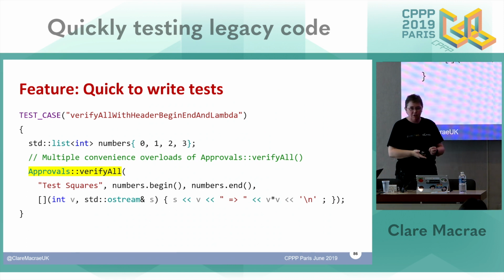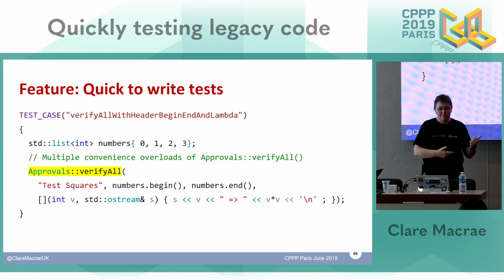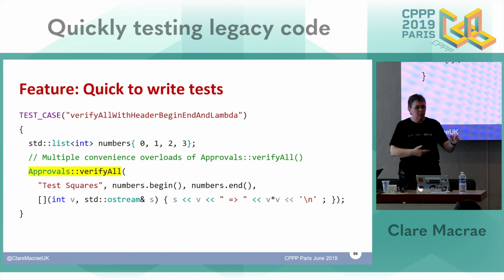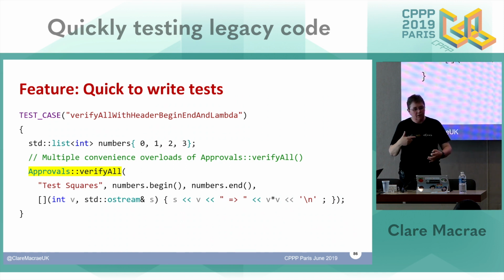It's really quick to write tests. So I showed you a trivial example where I was verifying one thing, but there's multiple overloads of approvals verify all, where you pass in a container or a begin and an end, and here's a lambda version. So you can increase your test coverage really quite quickly.